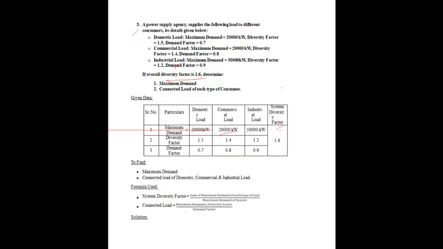Okay, to find out the system diversity factor, which is given as 1.6, take the summation of all the rows in the previous slide: domestic load, commercial load, industrial load. If you calculate the sum and then divide by the maximum demand of the system, from here you will get the maximum demand, which comes around 56250 kilowatt.